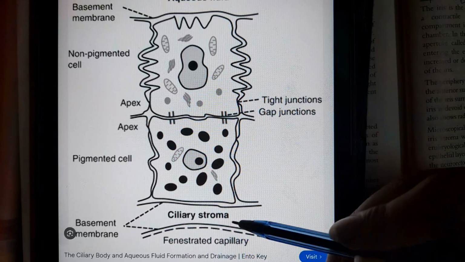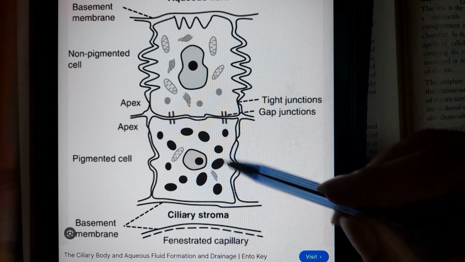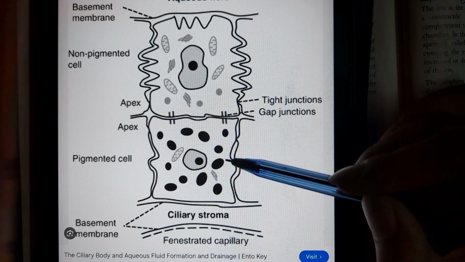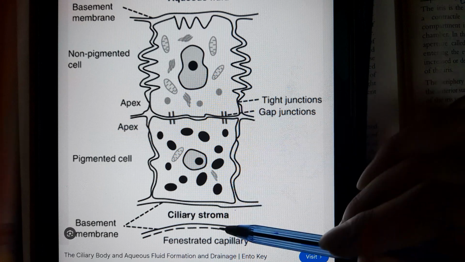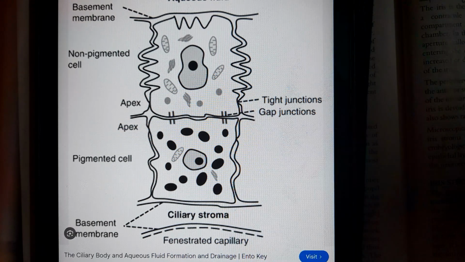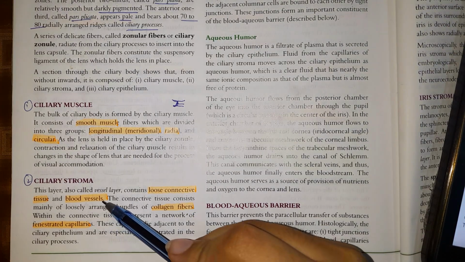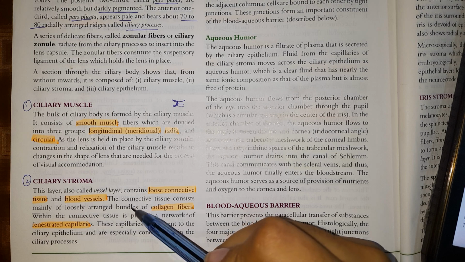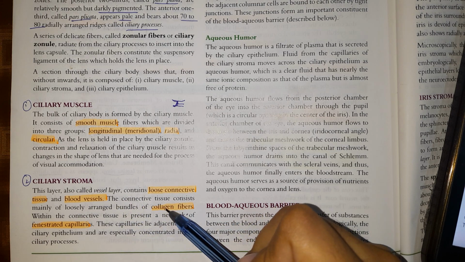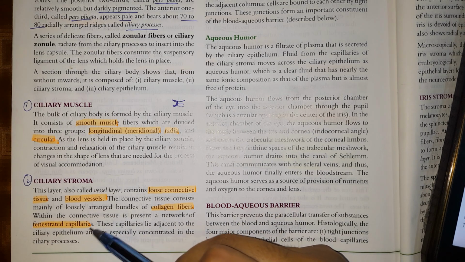Now we are going to discuss the ciliary stroma. This ciliary stroma is a middle layer that is present between the ciliary epithelium on the interior side and the ciliary muscles on the exterior side. The ciliary stroma is actually made up of loose connective tissue as well as blood vessels. Also, since it is made up of connective tissue, it will have a large number of collagen fibers in its ground substance. Along with that, it will have a large number of fenestrated capillaries.